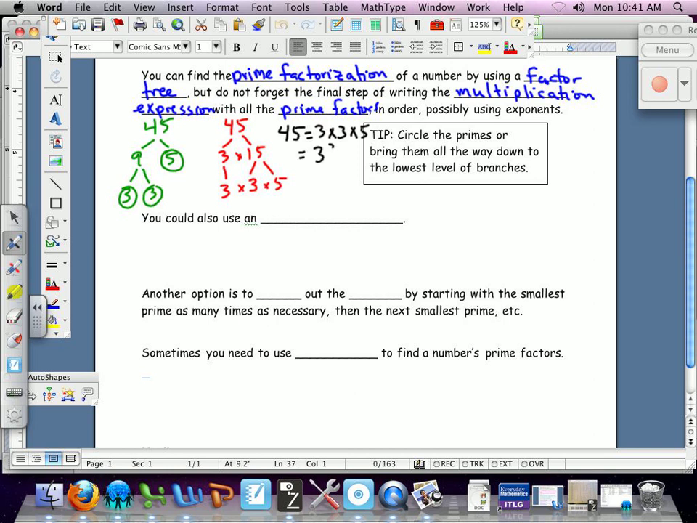And my 2's not matching up. And you know I'm going to have to rewrite that. So 45 equals 3 times 3 times 5. Or if my directions said I had to use exponents, 3 squared times 5 would be a final answer. You can also use what's called an inverted tree.